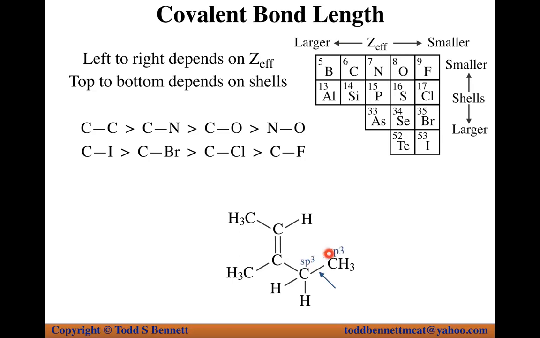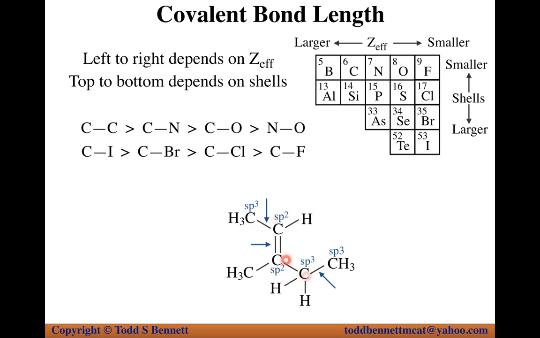This is a bond between sp3 and sp3 because they're four sigma bonds. So that's going to be my longest. This is between sp3 and sp2. So sp2, more s character, means shorter. So it's going to be a little bit shorter. And then finally, the shortest one of all, sp2 to sp2.